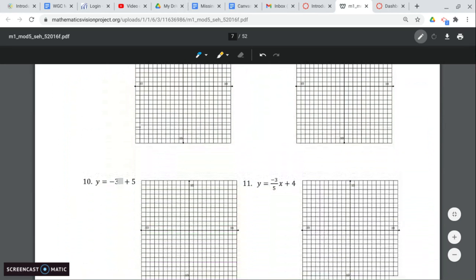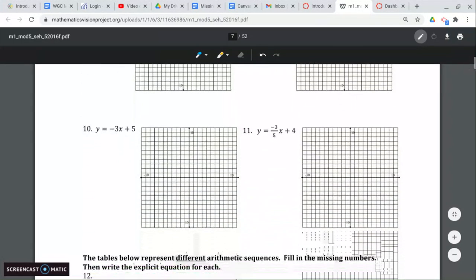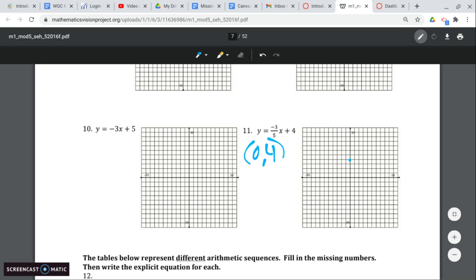Our next section, we are looking at graphing linear equations and determining if a point is a solution to the equation. Then find 2 points other than the (0, 3.5) that are solutions to the equation. So we're looking at number 11 here. Our y-intercept is 4, so we're going to go up 1, 2, 3, 4. There's a point. That's also a point that is a solution. So (0, 4) is a solution to this.